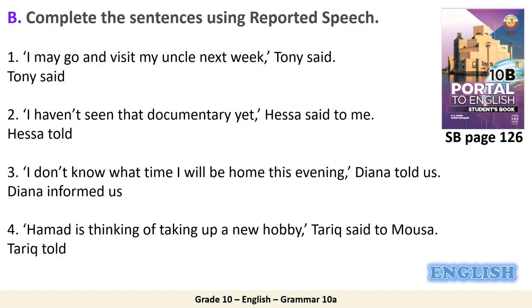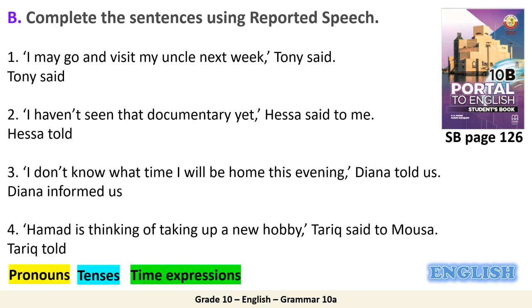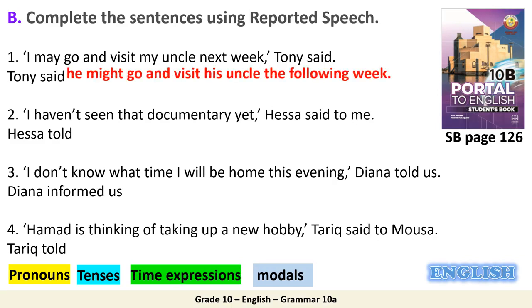Alright, so how did you change number 1? What did you notice? Which things do we have to change? Good. We have to change pronouns, tenses, time expressions, and modals. So in sentence 1, how did you report it? Very good. Tony said he might go and visit his uncle the following week. So here we changed I with he, may with might, the modal verb, my with his, and next week with the following week, the time expression.